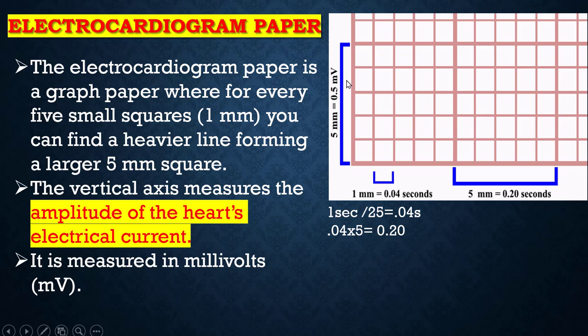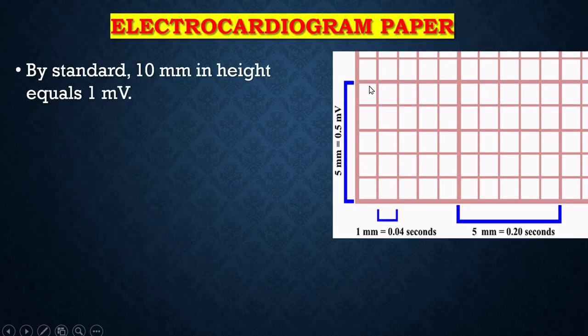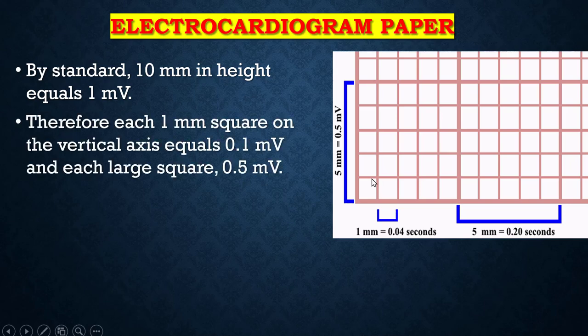The vertical graph measures the amplitude of the heart's electrical current. The current is measured in millivolts. By standard, 10 millimeters in height equals 1 millivolt. These 10 squares are equal to 1 millivolt. These are 5 squares, so they are equal to 0.5 millivolt.